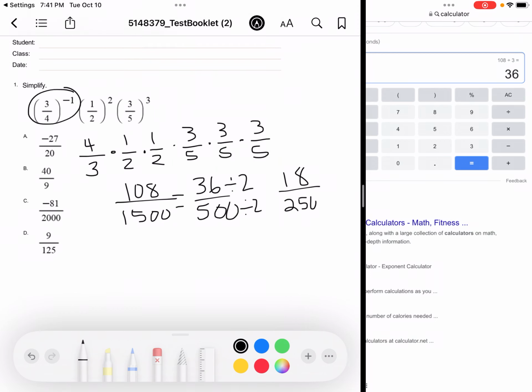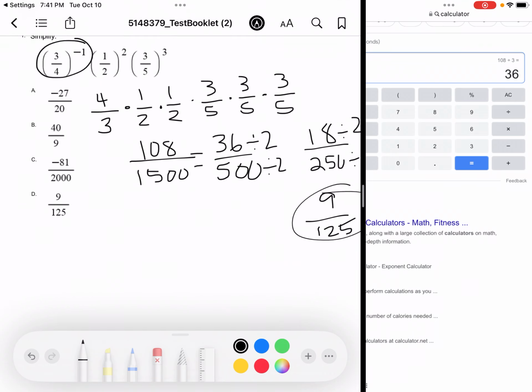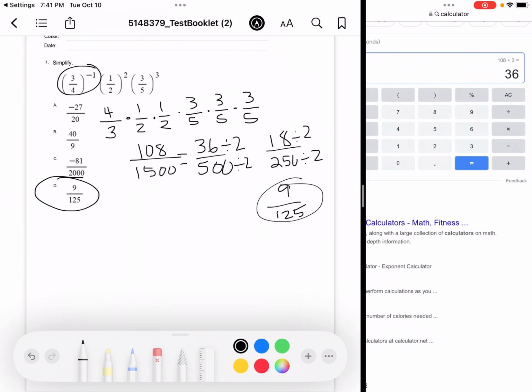So now I need to look and see, okay, what are my options? I can divide by 2 again. And I get 9 over 125. So my answer should have been D.